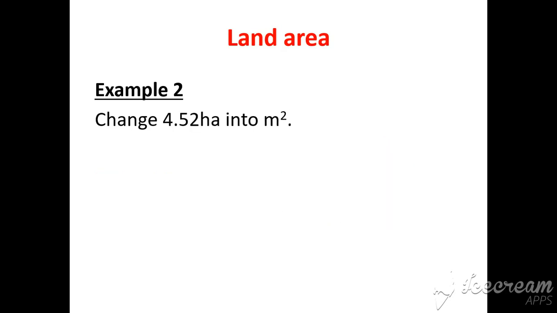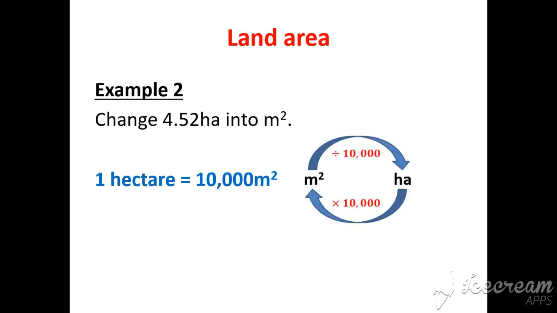Right, what about number 2? How would I change 4.52 hectares into meters squared? A hectare is 10,000 meters squared, so our flow diagram looks like this. We're changing hectares into meters squared, so we have to times by 10,000. So 4.52 times 10,000 gives 45,200 meters squared.